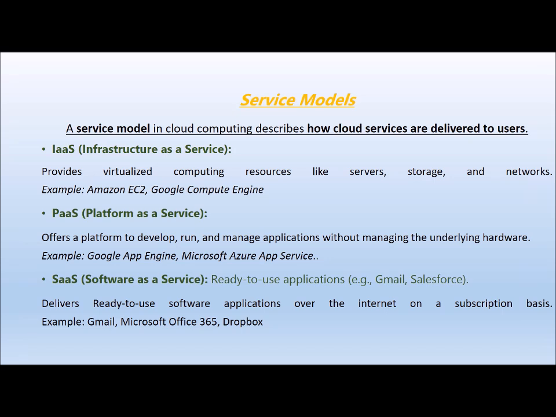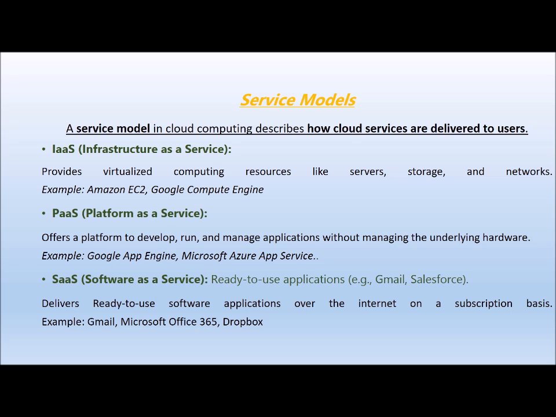The next one is a service model. So a service model in cloud computing describes how cloud services are delivered to users. So there are three services given. One is infrastructure as a service, which provides virtualized computing resources like servers, storage, and networks. Examples are given here. And the second one is platform as a service, which offers a platform to develop, run, and manage your applications without managing the underlying hardware. Example, Google App Engine, Microsoft Azure App Services.